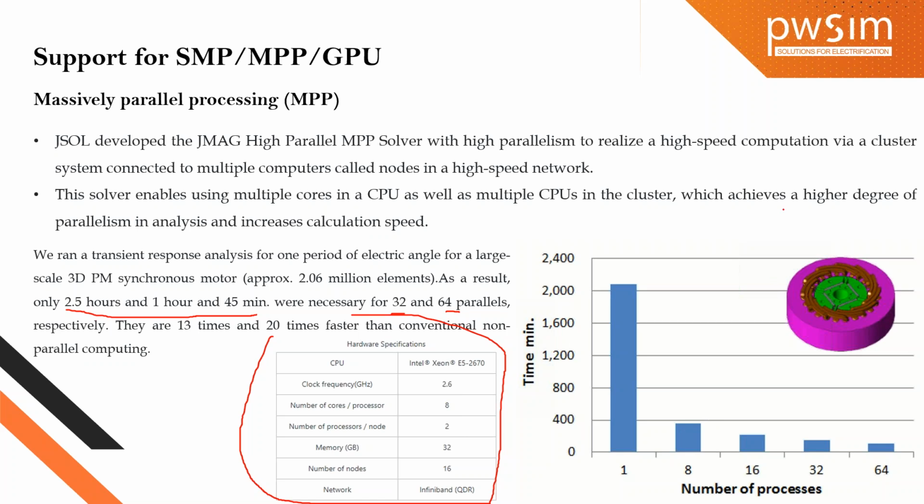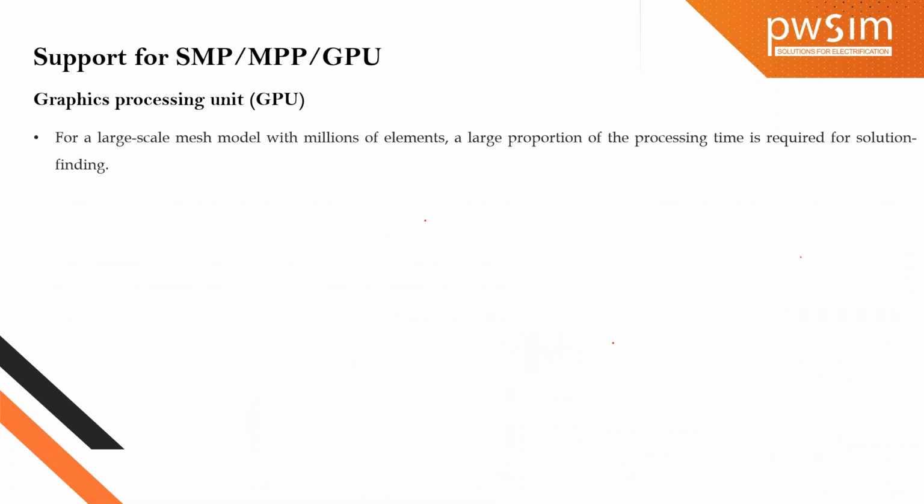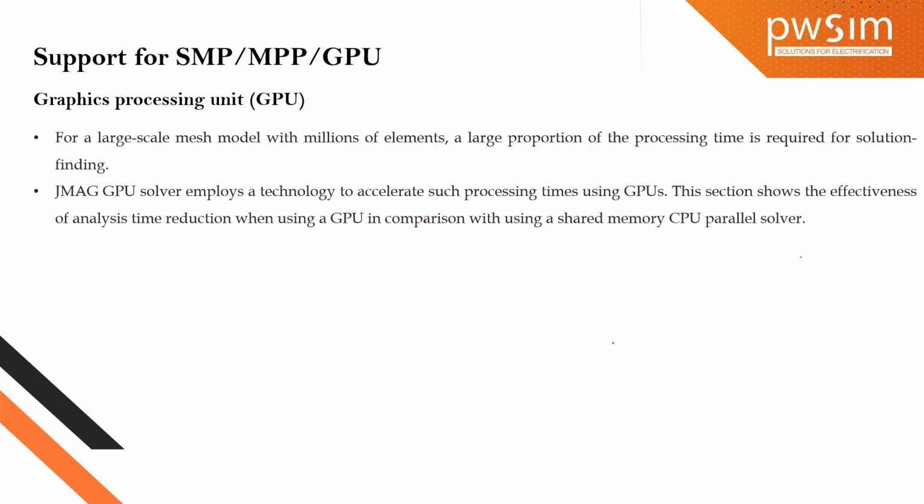This is the example for IPM machines shown in the 3D model here. So coming to the GPU, for a large-scale mesh model with millions of elements, a large proportion of the processing time is required for solution finding. So we have an example for GPU as well. The JMAG GPU solver employs a technology to accelerate such processing times using GPU. This section shows the effectiveness of the analysis time reduction when using a GPU in comparison with using a shared memory CPU parallel solver.